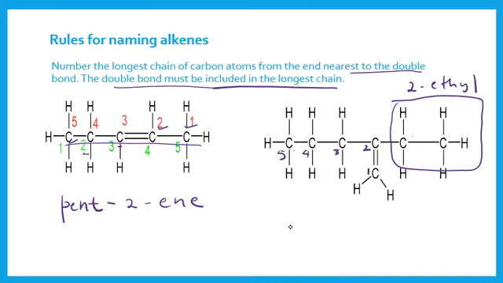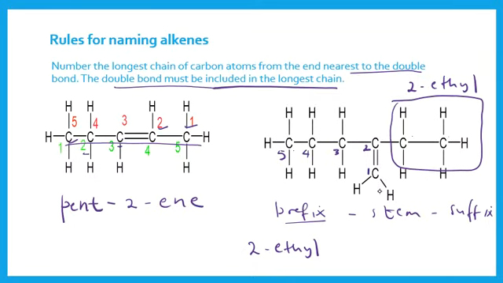Remember, if we have an alkyl or a branch, we start by writing the prefix, and then the stem, and then the suffix. So we follow this rule. We must write a prefix, the stem, and the suffix. So the prefix is the alkyl group. In this case, it's going to be 2-ethyl.